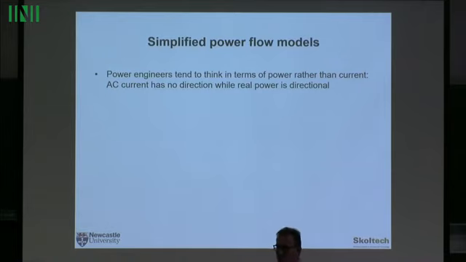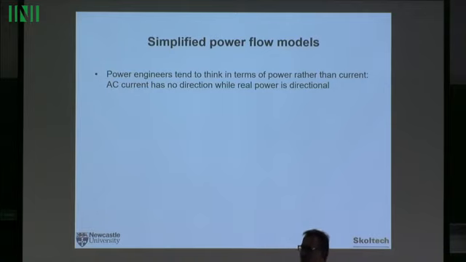Both are AC, which means AC has no direction. So if you say that AC current flows from here to there, it's rubbish. The average is 0. But energy does flow from A to B. So that's why power engineers tend to think not in terms of current, but in terms of power, because power has direction.